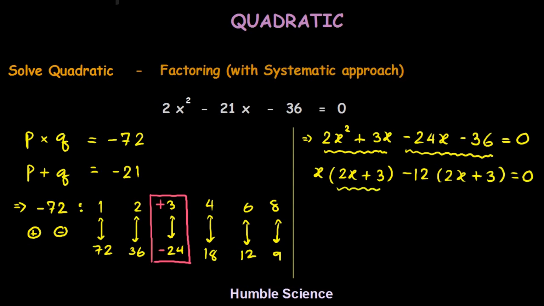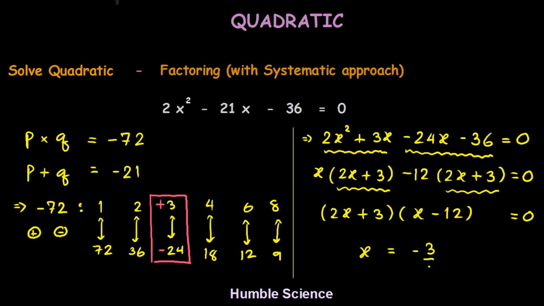And now this is the factor 2x plus 3. So here we're going to have 2x plus 3 times x minus 12 equal to 0. So x is going to be equal to minus 3 over 2 or plus 12. And these are the answers.